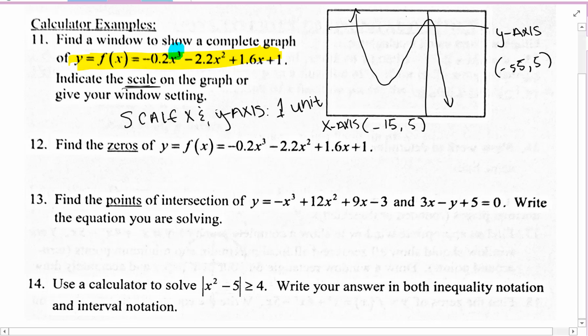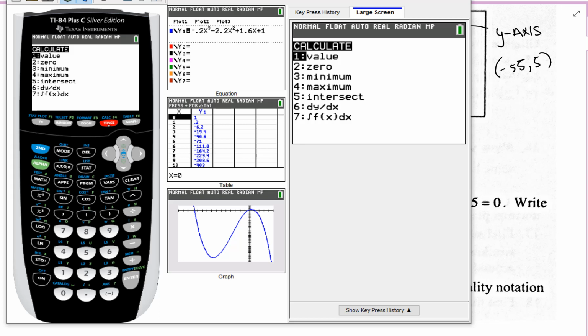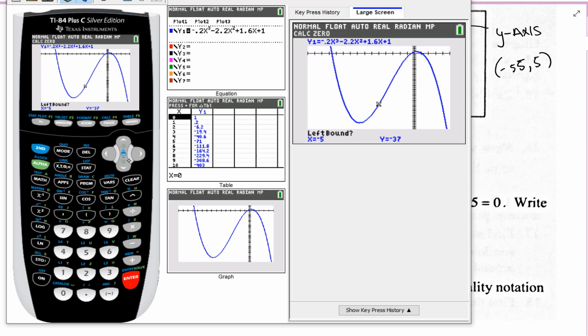The next question is asking us to find the zeros for this same function. There's actually a function on your calculator to find zeros. You're going to press second trace, which tells your calculator to calculate. You can calculate this function at a certain value. You can find the zeros. You can find a minimum, a maximum, an intersection, derivative, or integral. So we're going to find the zeros, but the calculator is not just going to give you the zeros. You need to give the calculator a region, an estimated region where the zeros are.